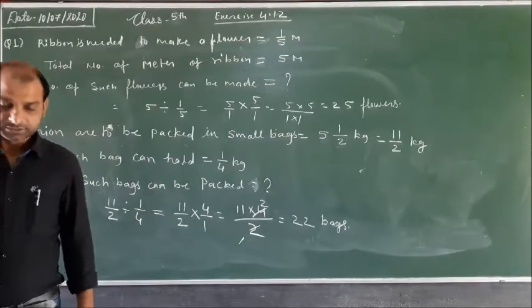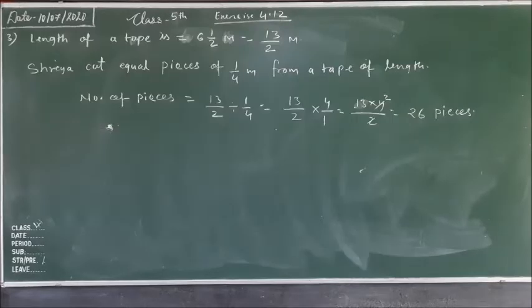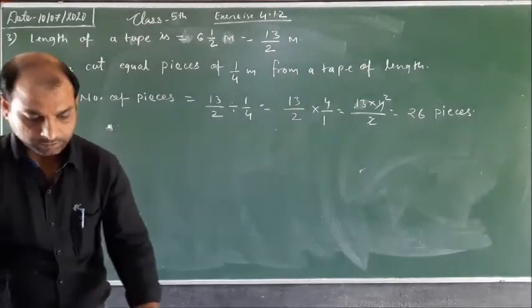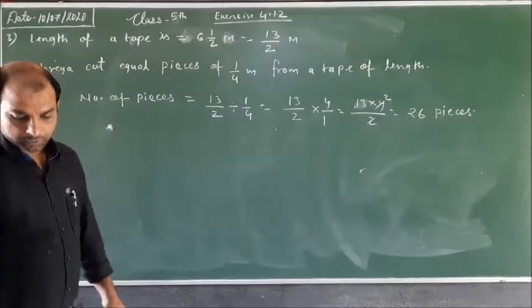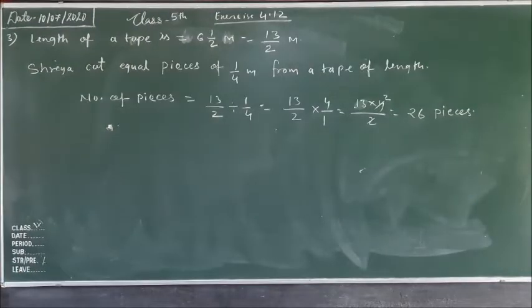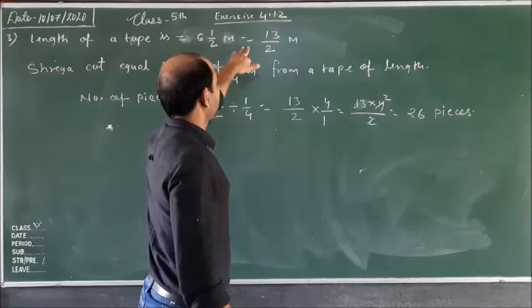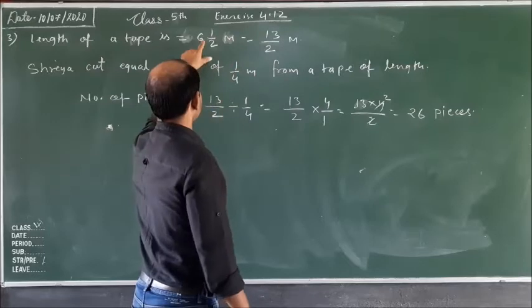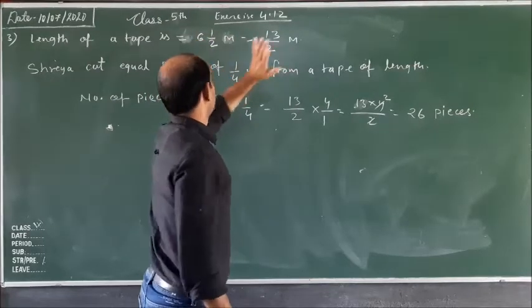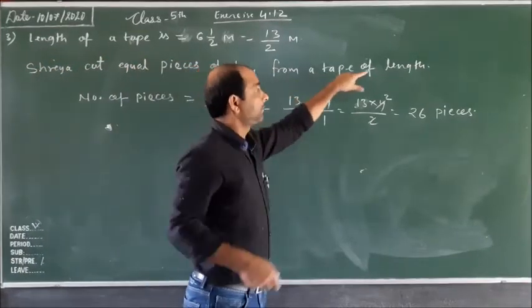Now question number 3. Dear students, how many equal pieces of 1/4 meter can Shreya cut from a tape of length 6 1/2 meters? So the length of the tape is 6 1/2 meters. We change into the improper fraction. 6 times 2 is 12 plus 1 equals 13/2 meters. So Shreya cuts equal pieces of 1/4 meter from the tape.